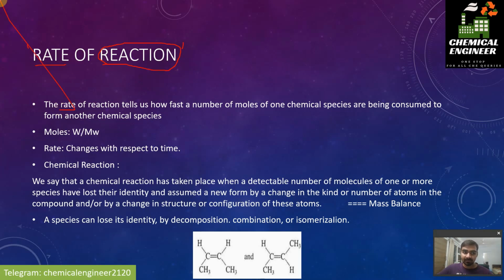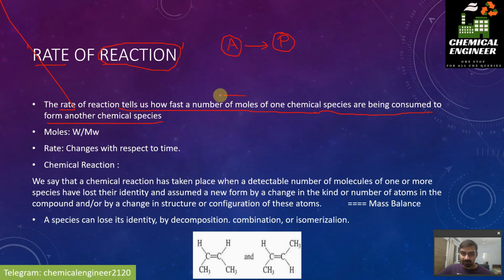So first we will define rate. Rate of reaction tells us how fast a number of moles of one chemical species are being consumed to form another chemical species. Suppose we have A, which undergoes some reaction and gives product P. What rate of reaction shows is how fast A is decomposing to form P. This is a simple definition of rate of reaction.